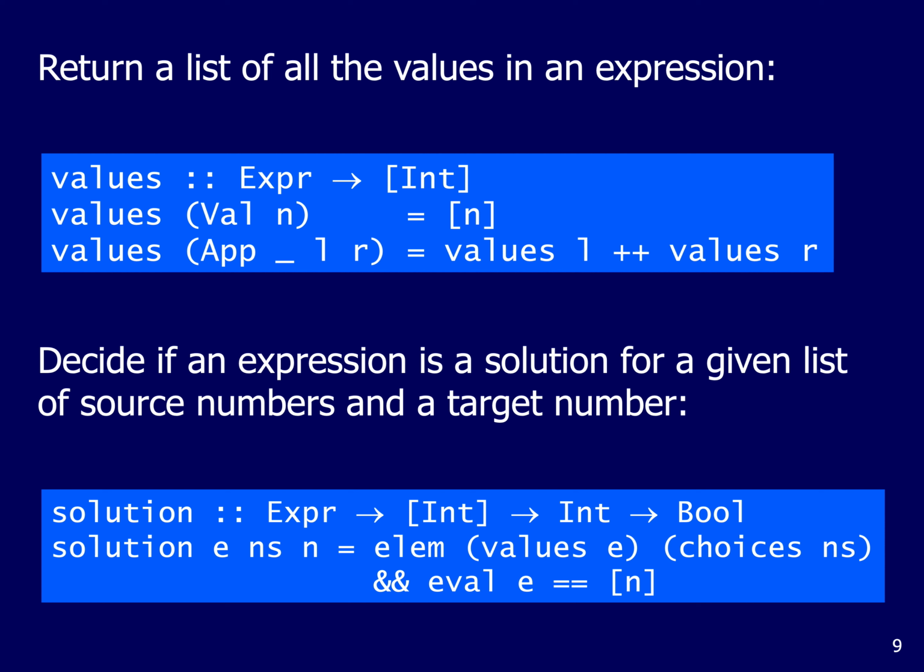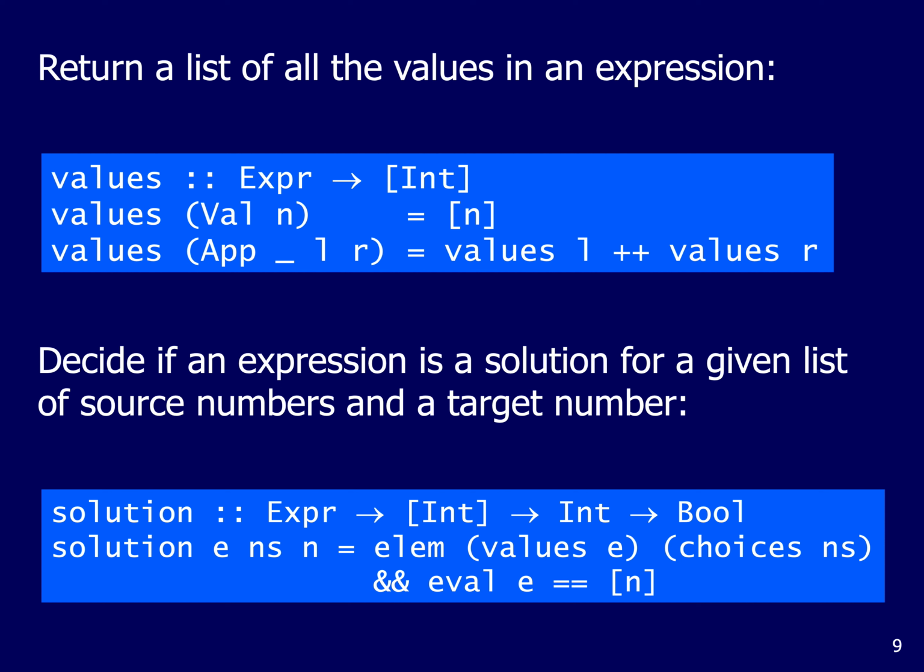Then it takes a list of integers as its second parameter, and that will be the source numbers, the list n's. Then it takes a single integer, and that's going to be the target number, n. And then it's going to give us back true or false, depending on whether that particular expression actually solves the problem for those given source numbers and target number.